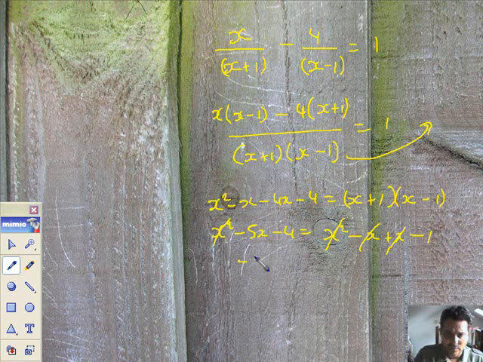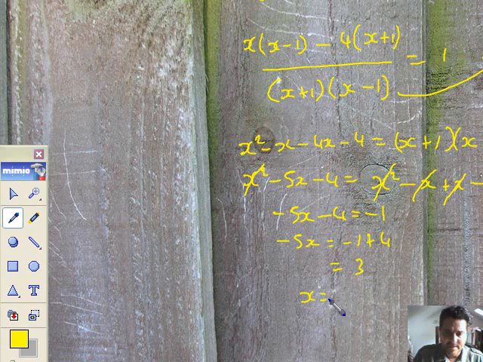What have I got? I've got minus 5x minus 4 equals minus 1. So minus 5x equals minus 1 plus 4. Well, that comes to 3. So x is going to be 3 over minus 5. In other words, minus 3/5. That, although was an equation that looked like it might produce a quadratic, it did not. It just produced a straightforward linear equation.